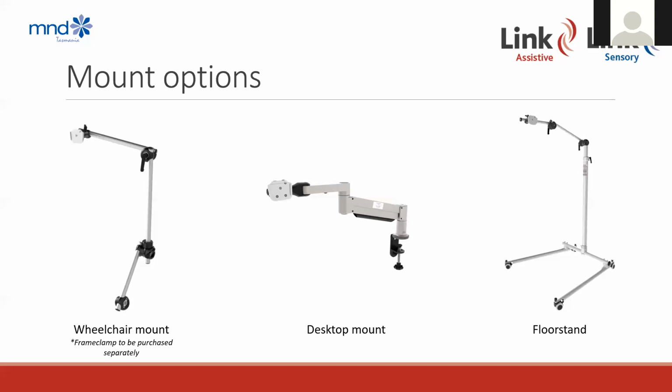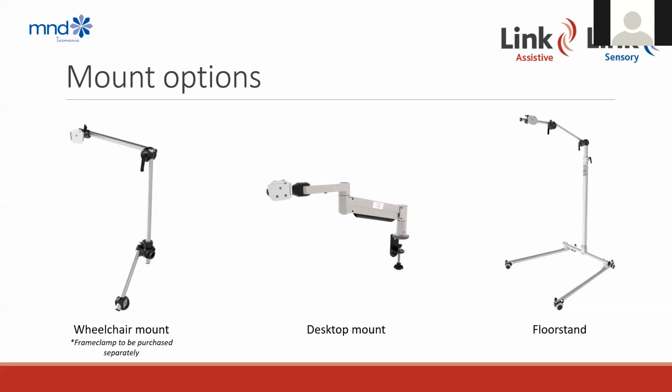Options here are a wheelchair mount. So that is a mount that attaches directly to the person's chair, so that if there's somebody that's going out and about quite a lot, they can continue to take their device with them easily, and they know that it's going to be positioned well for them to use it in whatever environment they're in, as long as they're in their wheelchair.